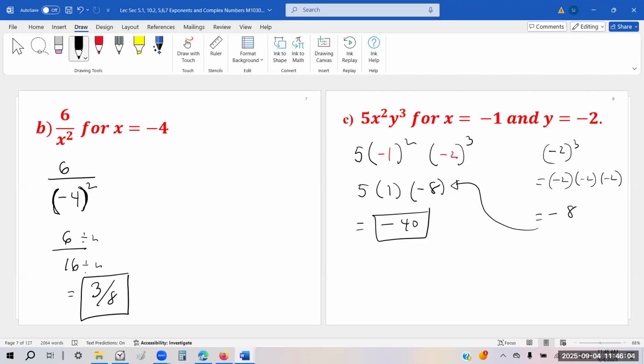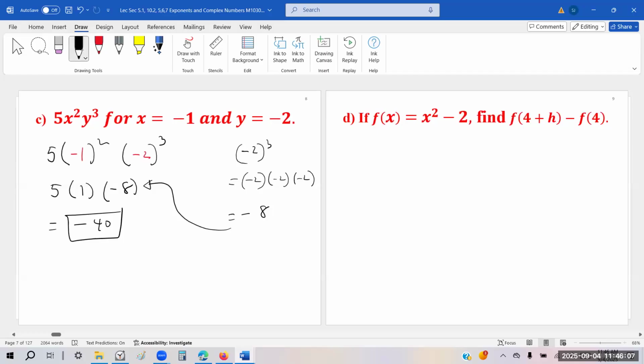Any question about anything? One more. Just like the previous one, the one we did today. X squared -2. Find f of 4 plus h and then subtract f of 4. Let's do them together. Let me call someone. Any volunteer to start? Shahida.